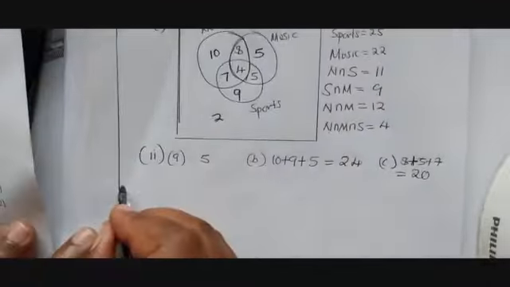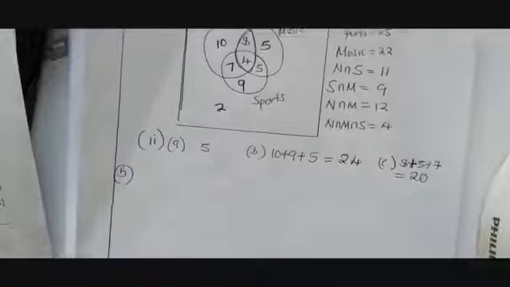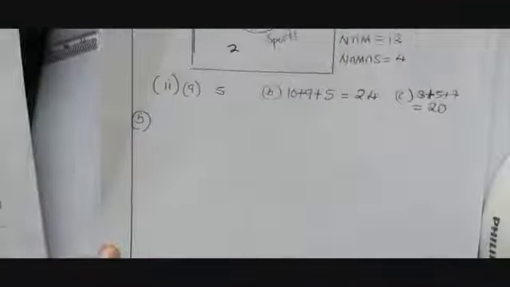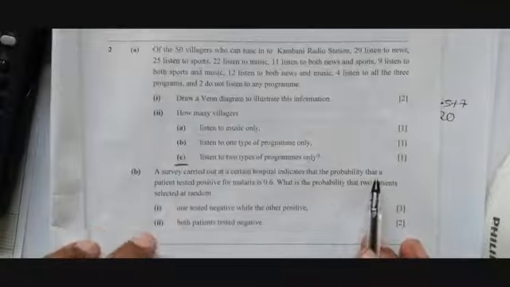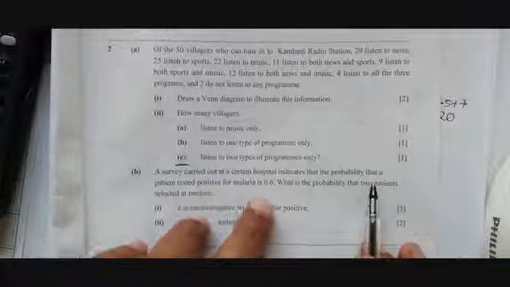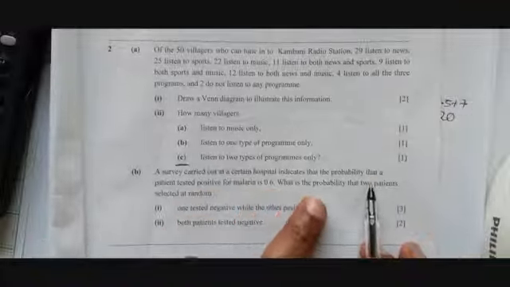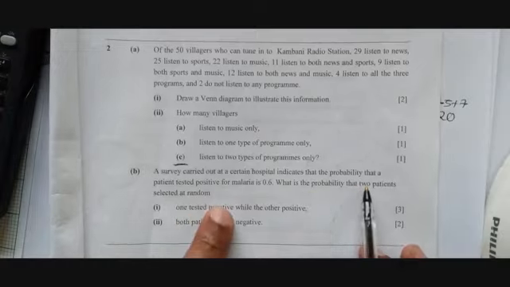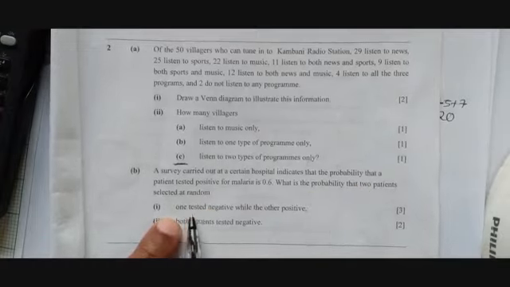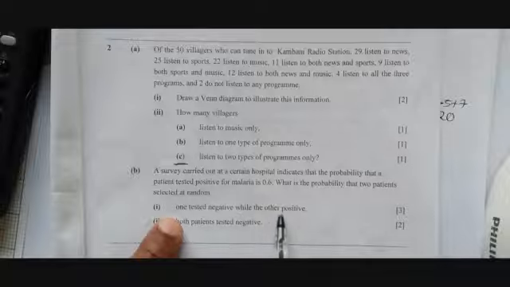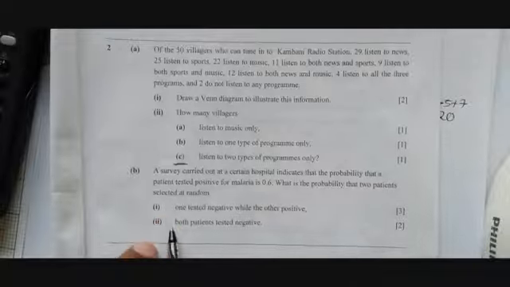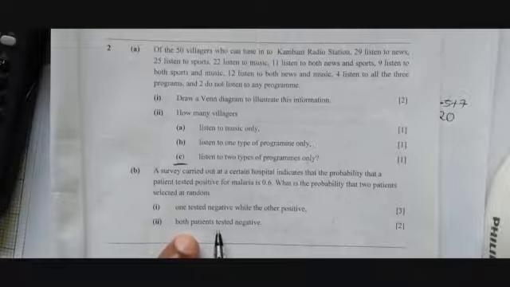We go to B. Question 2B. A survey carried out at a certain hospital indicates that the probability that a patient tested positive for malaria is 0.6. That is like 60%. What is the probability that 2 patients selected at random, 1, one tested negative while the other positive, 2, both patients tested negative?